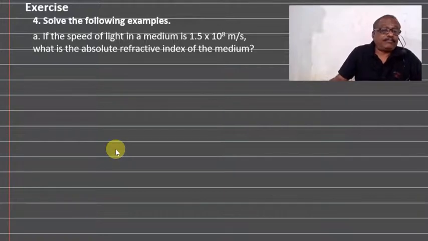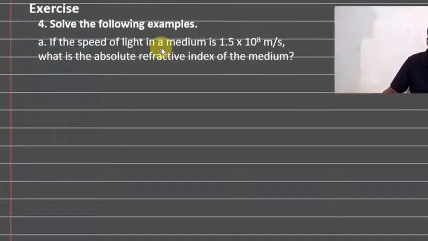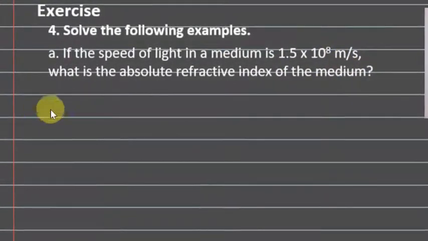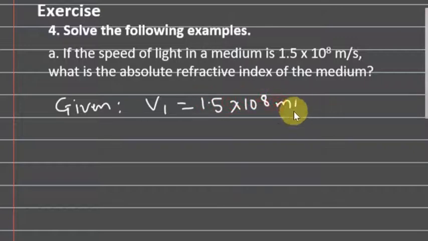First example, A. If the speed of light in a medium is 1.5 into 10 raised to power 8 meter per second. So what is given? Given that the speed V1 is 1.5 into 10 raised to power 8 meter per second. What is the absolute refractive index of the medium? So what is N? We need the refractive index of the medium.